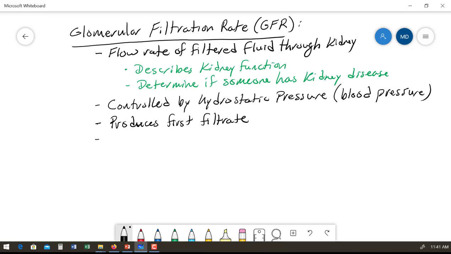And typical volumes that we see on the amount of filtrate that's produced by the kidneys is approximately 125 milliliters per minute. Or this can be translated into 180 liters per day. And these are numbers for a young adult, so someone who's healthy.